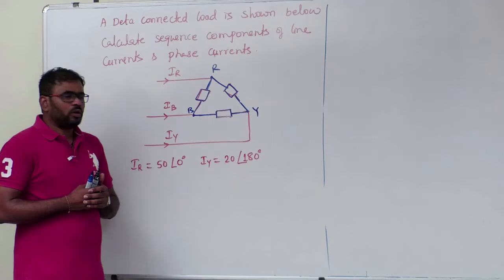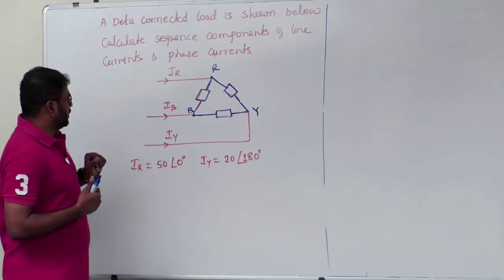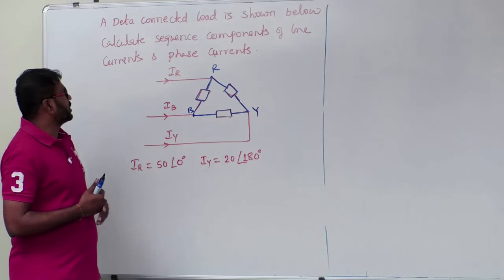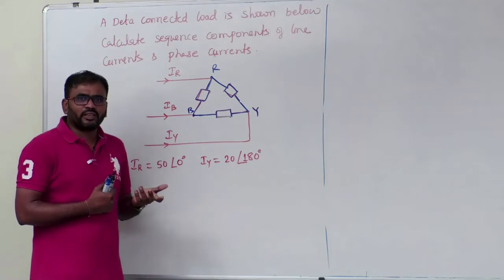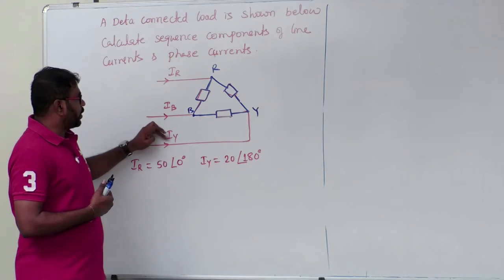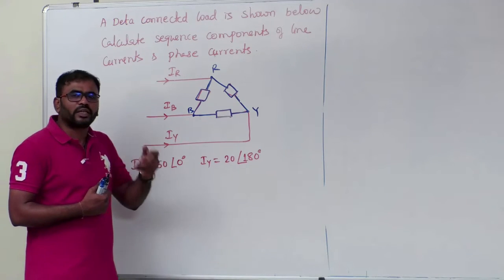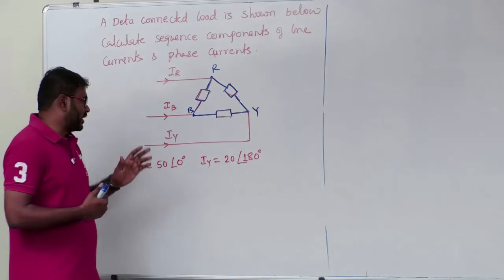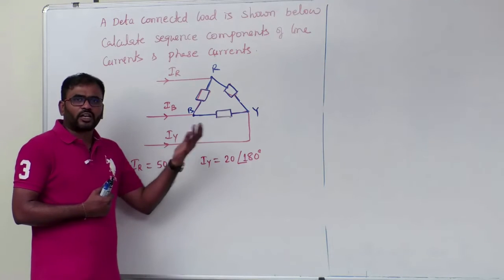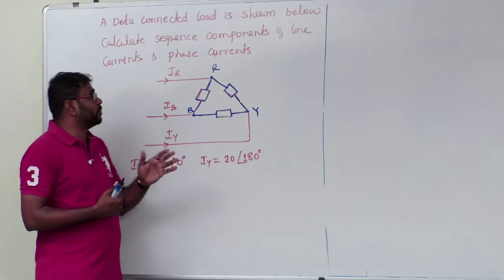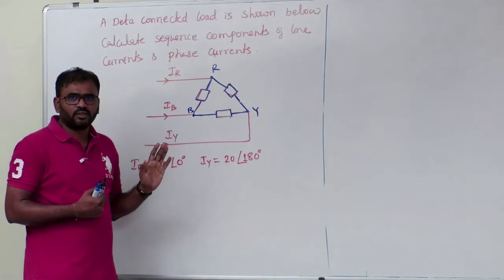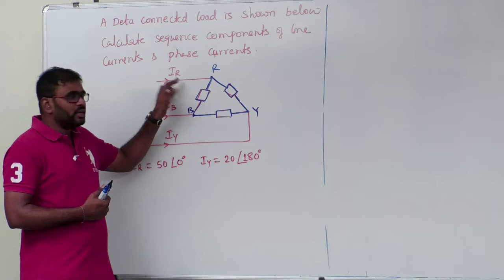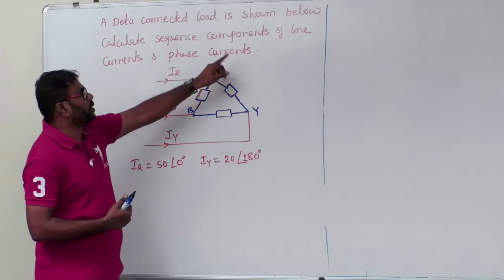Now we will go through an example on a delta connected load. In this question, the unbalanced line currents are given. He is asking to calculate the sequence components of line currents and phase currents. He has not mentioned whether it is R, Y or B, but by default, sequence components of line current means IR0, IR1, IR2. We don't need to calculate IY0, IY1, IY2, IB0, IB1, IB2, because he is not asking that. He is simply asking for the sequence components of line currents. By default, only for the first line, that is R.